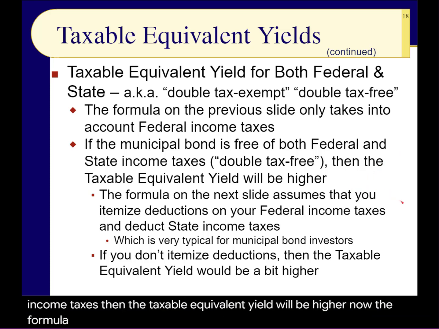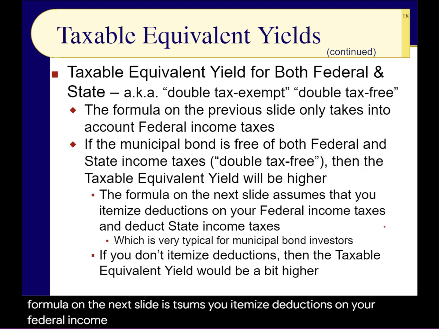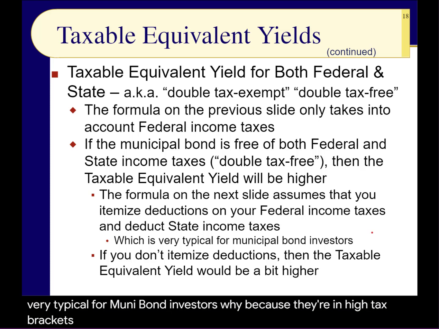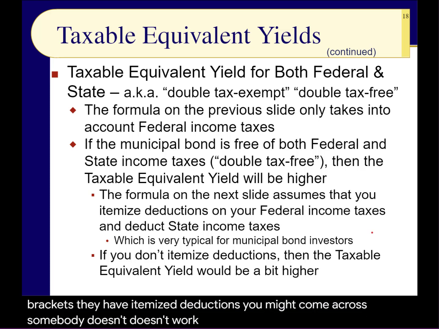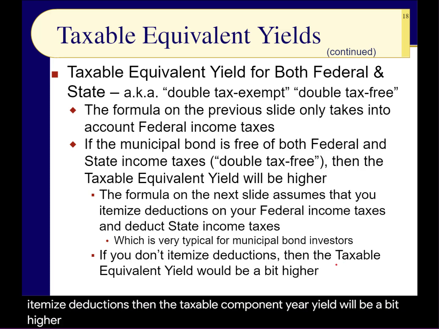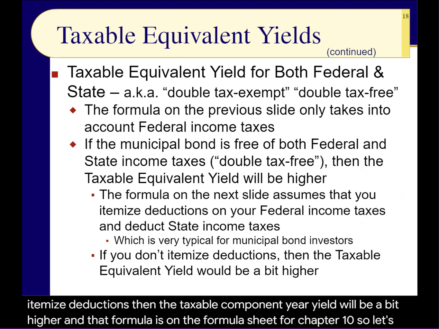Now, the formula on the next slide assumes you itemize deductions on your federal income taxes and deduct those state income taxes. Well, this is very typical for muni bond investors. Why? Because they're in high tax brackets. They have itemized deductions. You might come across somebody who doesn't work that way, but usually it does. If you don't itemize deductions, then the taxable equivalent yield will be a bit higher, and that formula is on the formula sheet for Chapter 10. So let's take a look at the more typical one.